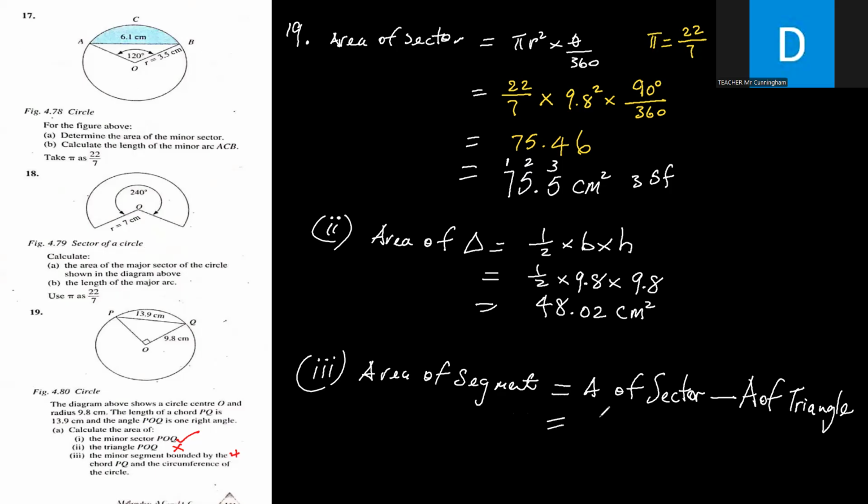The area of the sector was 75.5. Area of triangle is 48.02. When you minus that, you get 27.48. And they wanted three significant figures, so it's 27.5 centimeters squared. Was area, we find it. Anybody lost? Anybody not sure?